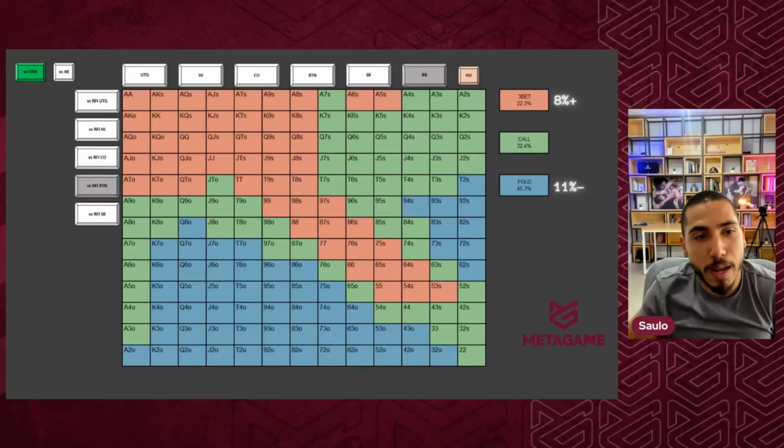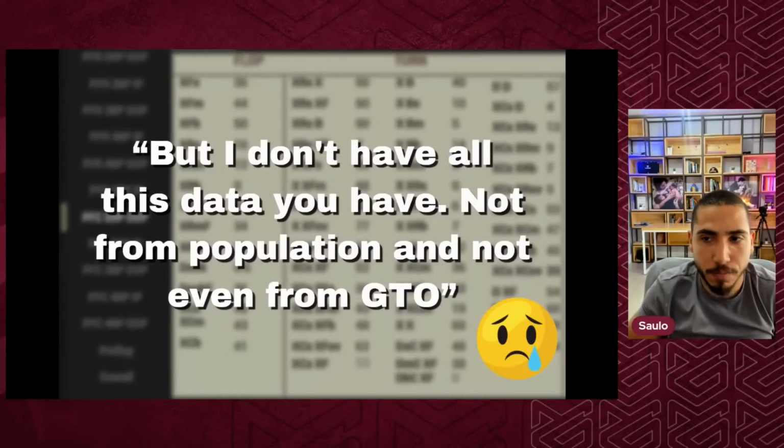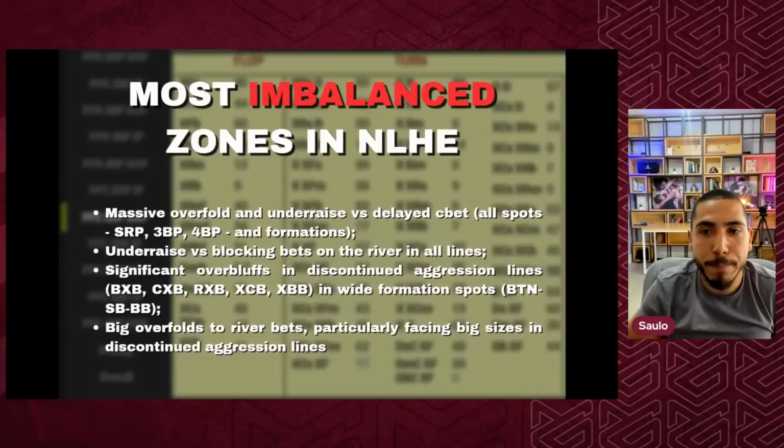You should use that process for every single spot against all the profiles you face. Now, it's at this point that I expect a certain resistance from some people, not necessarily resistance, but a problem, an issue, right? But I don't have all this data you have. I don't have the population data. I don't have the GTO data. I understand that. So I was in a very good mood when I made this presentation. So I separated for you guys here the most imbalanced zones in limit hold'em.